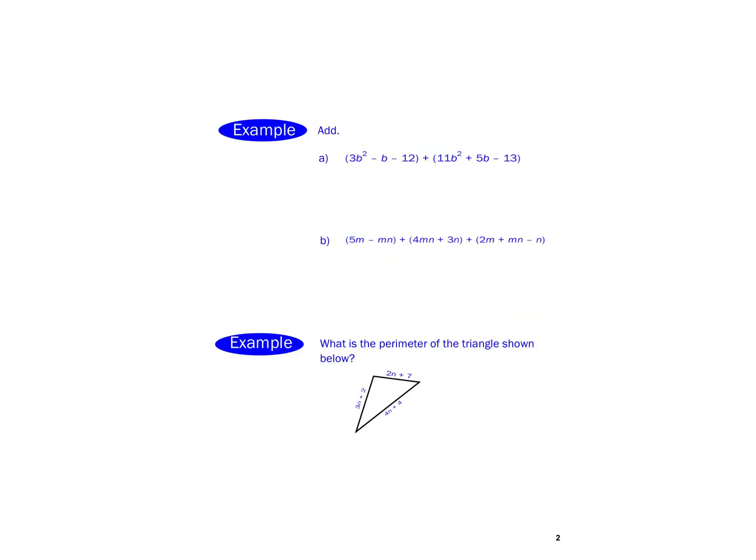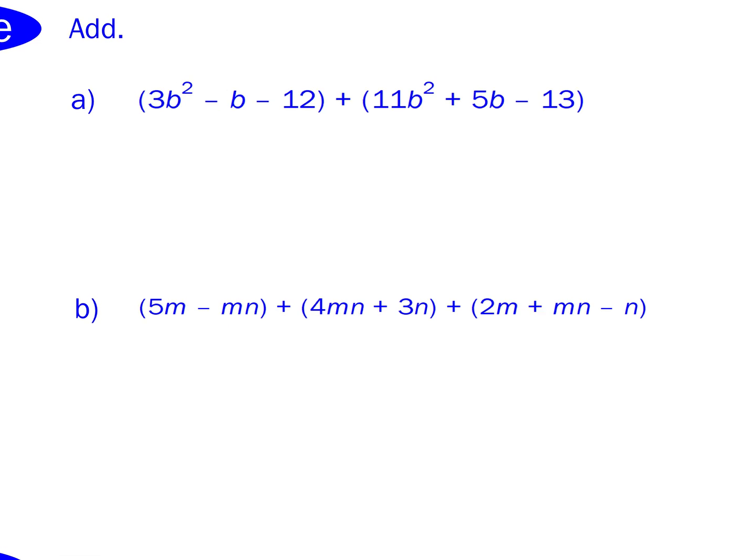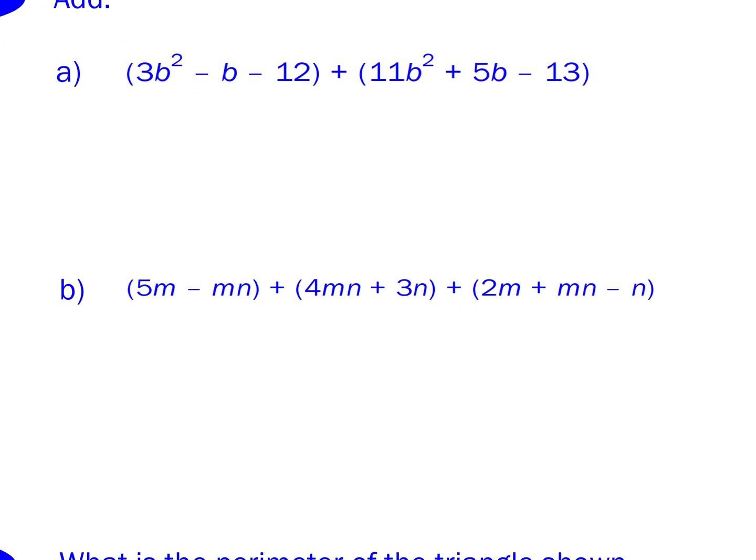All right. Here we got 2 examples, and then we have a kind of, not a word problem, but like a problem. So here we go. We'll start with the first one. Where are like terms at? So we got 3b squared. What is the like term with 3b squared?